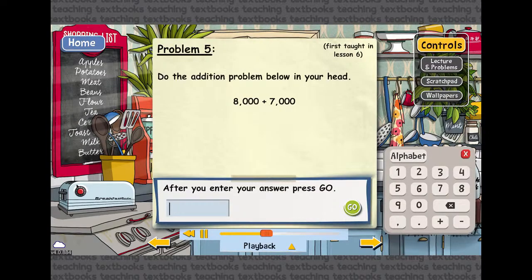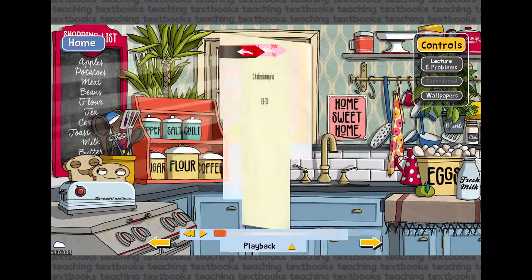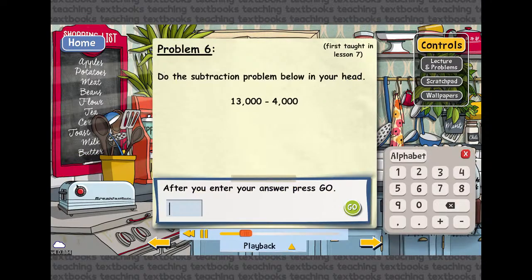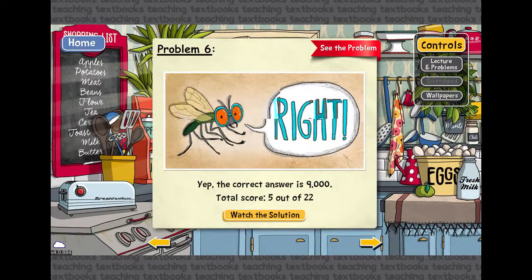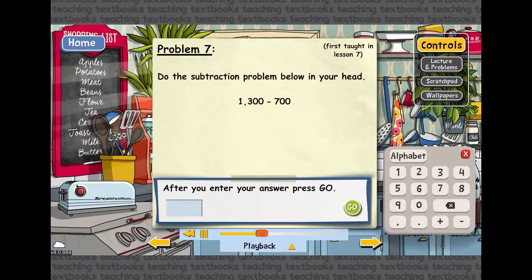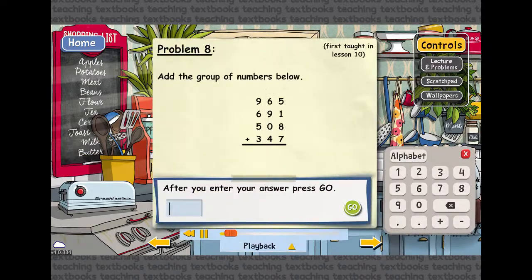Problem 5. Do this addition problem in your head. 8,000 plus 7,000. That's right. Problem 6. Do this subtraction problem in your head. 13,000 minus 4,000. Yes. Problem 7. Do this subtraction problem in your head. 1,300. Want to hear a joke, bud? Problem 8. Add this group of numbers. 965 plus 691 plus 508 plus 347.